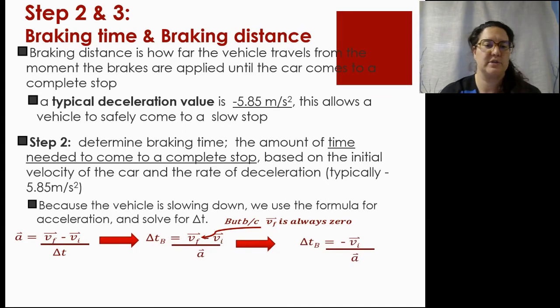So we're going to rearrange this formula. The change in time for braking is final velocity minus initial velocity divided by the acceleration. But because the final velocity is always 0 because we're coming to a stop, I always put it into my calculation so I visually have it there, but it is an unneeded number.